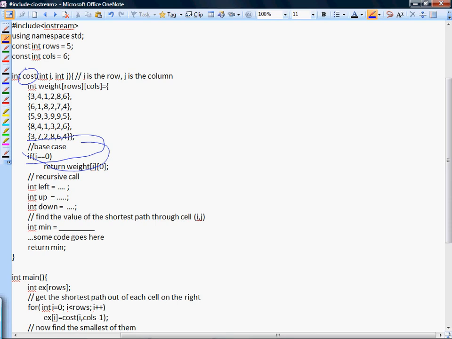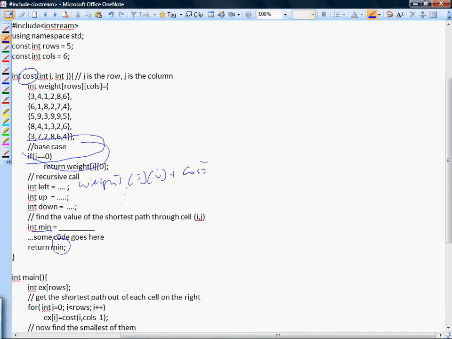I'm going to calculate the cost. This is going to be the cost function plus going into the cell. So it's going to be the weight of ij plus that cost function, and so on for each one of these three. And then I'm going to have some code here that finds the minimum, and I'm going to return that minimum that I find. That's basically the code.